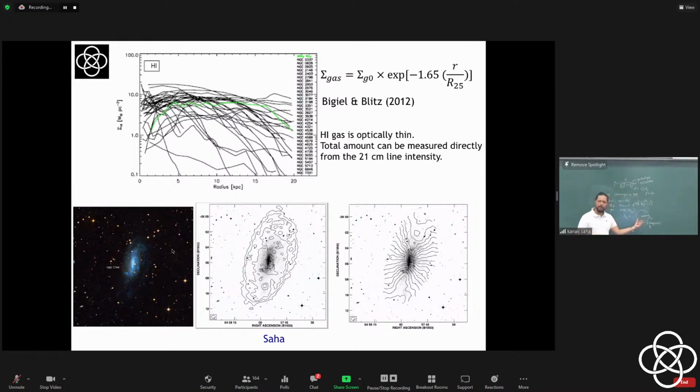So R25 is that radius, but when you convert R25 into scale lengths it is around 4 to 5 scale lengths. So it is quite a large number. Okay, so it's more like a flat distribution, and you can see that in the Milky Way, if we do that, then it's almost like a flat distribution. So like a constant surface density. So that's the gas.